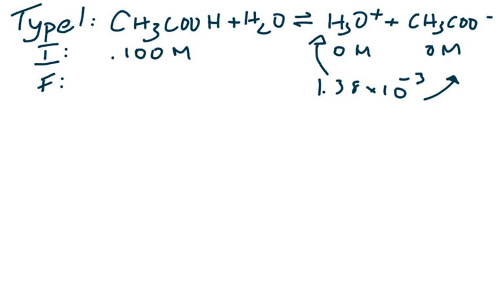Now we subtract that number to get our final concentration of CH3COOH, and it's 0.0986 molar.